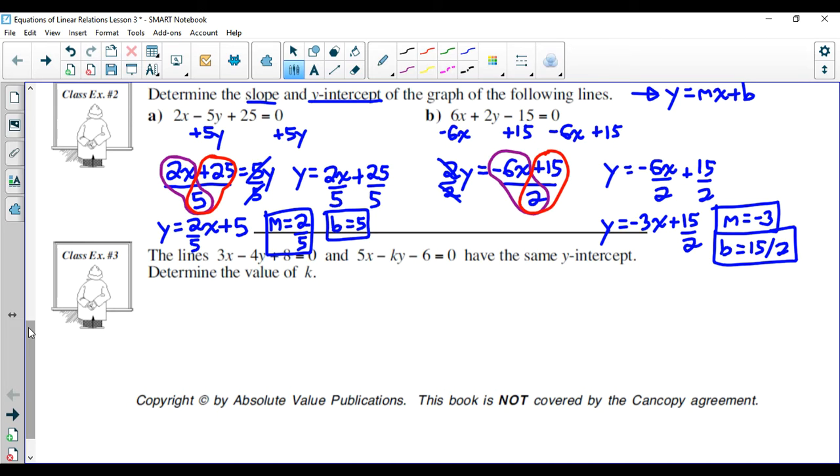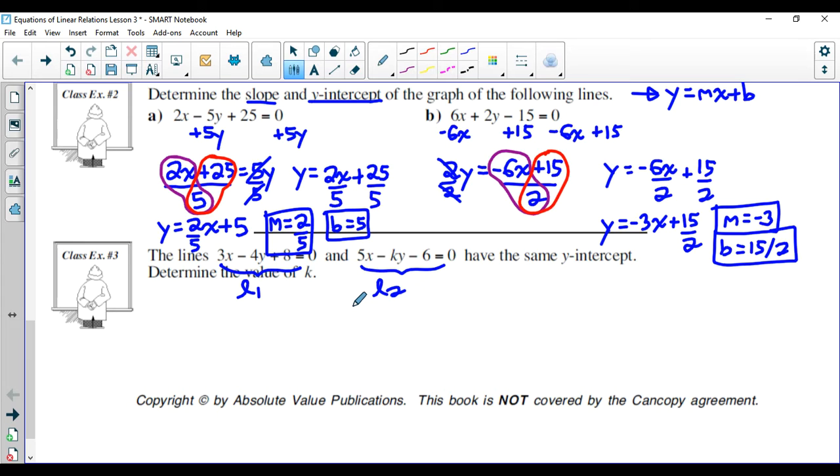Okay, next one here. It says we have the lines 3x minus 4y plus 8 equals 0, and 5x minus ky minus 6 equals 0. Okay, so there's an unknown value of k in that equation. And what it tells me here is that both equations have the exact same y-intercept. And what we want to do is figure out what the value of k is. So here's how I'm going to do this. First of all, I'm just going to call this one line 1, so I'll say L1. And I'm going to call this one line number 2. Now, what the problem's telling me is that line 1 and line 2 have the exact same y-intercept.